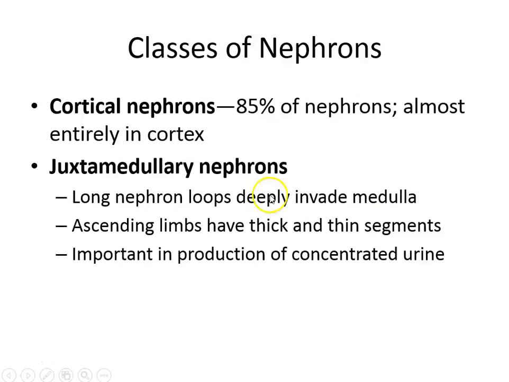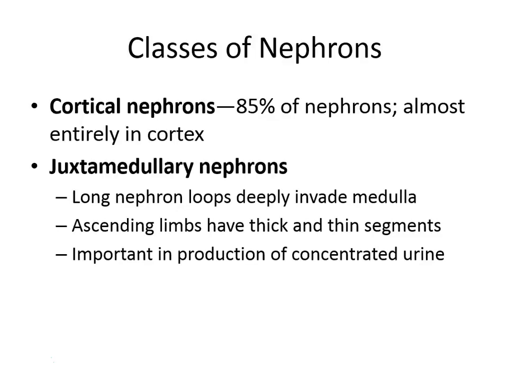So the kangaroo rat is an awesome creature. It lives in the southwest US, and it has all long nephron loops. And what that means is that from what it eats and its metabolic water made during cellular respiration, it doesn't need to drink water. It produces enough on its own, and it loses so little that it stays hydrated properly.